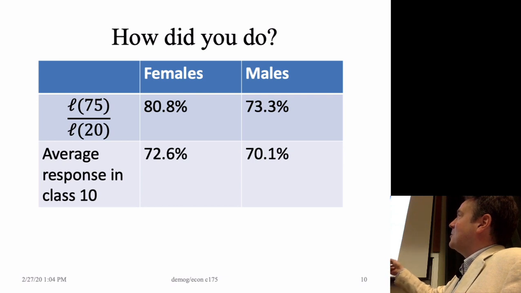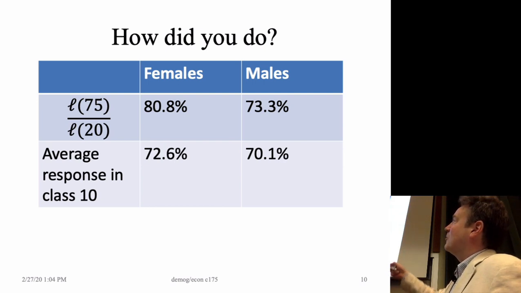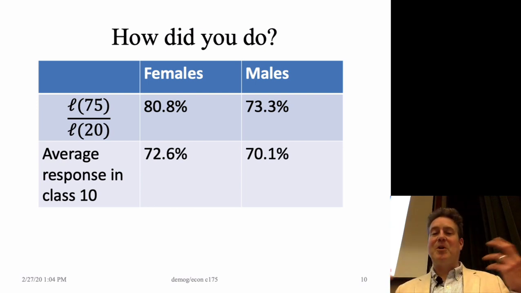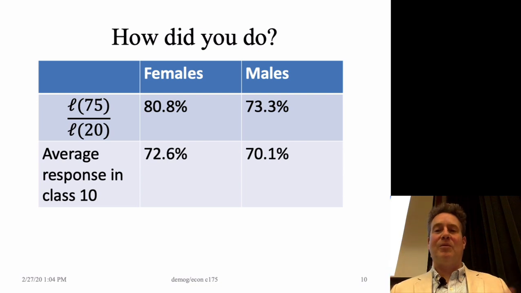Folks basically got the male-female difference right. Now, the absolute difference is quite a bit larger here, right? It's more like 7 percentage points, and here it's only about 2.5 percentage points or something. But the male-female split was realistic, right? It's qualitatively showing that women live longer than men. They do.